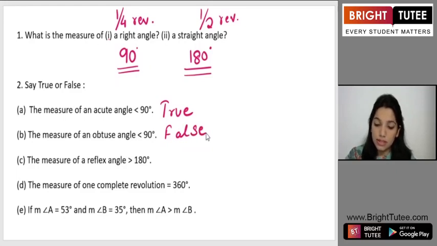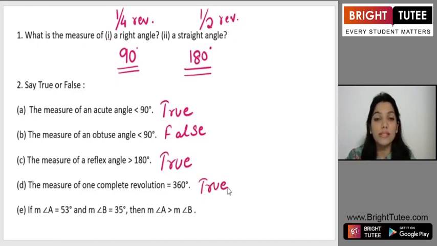The next one says the measure of a reflex angle is greater than 180. So is this right? Yes, this is absolutely right. The statement is true. The measure of one complete revolution is 360 degrees. So is that right? Yes, a complete angle measures 360 degrees. Moving to the next one.